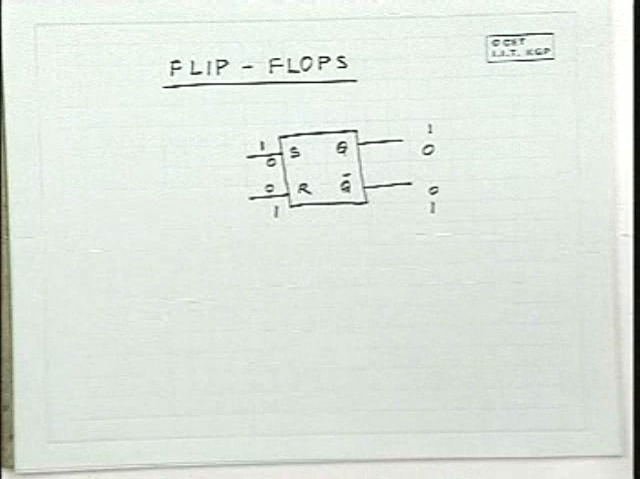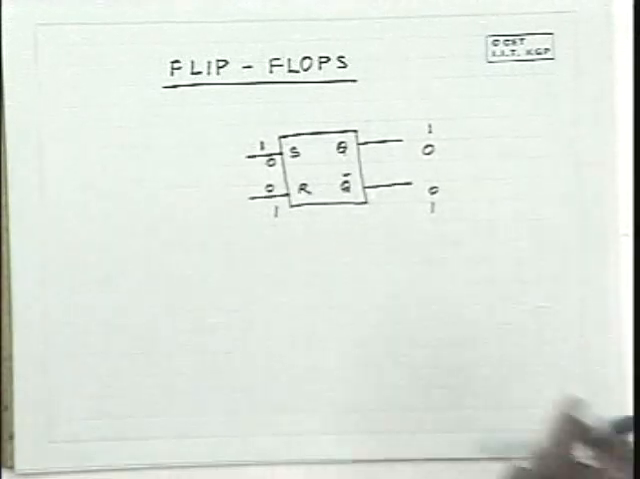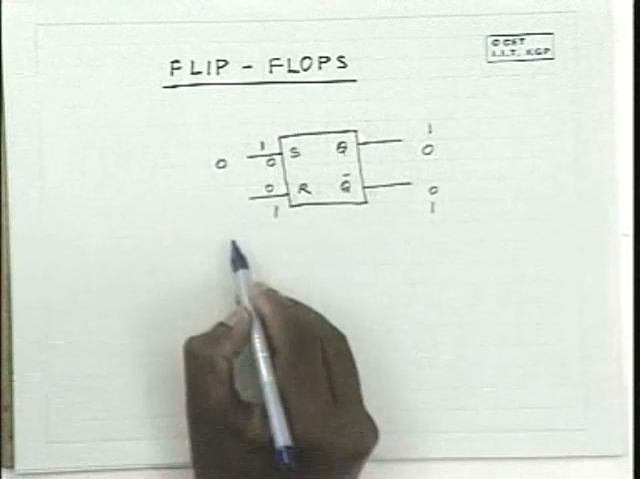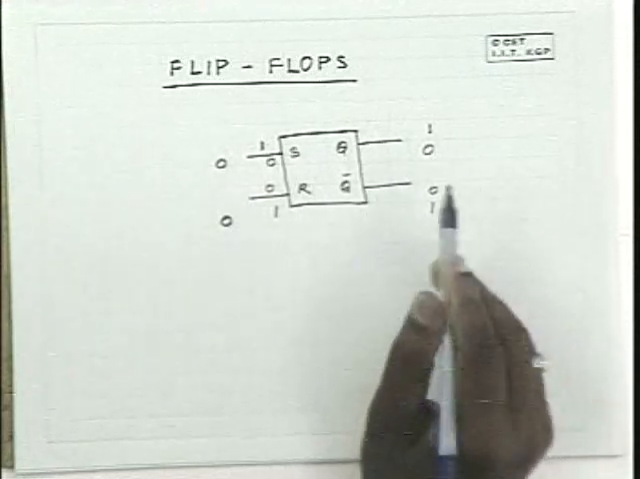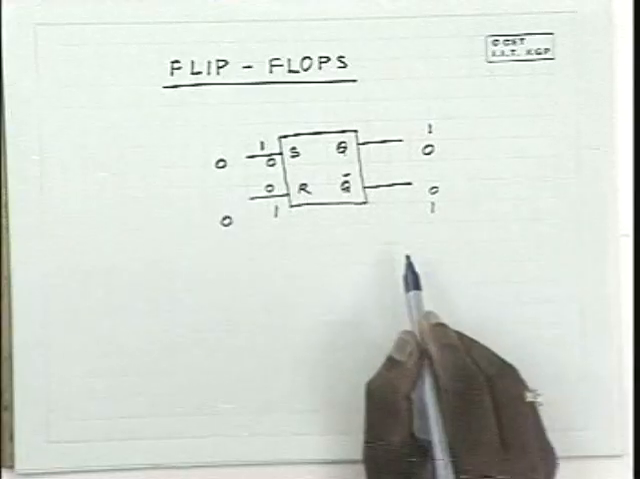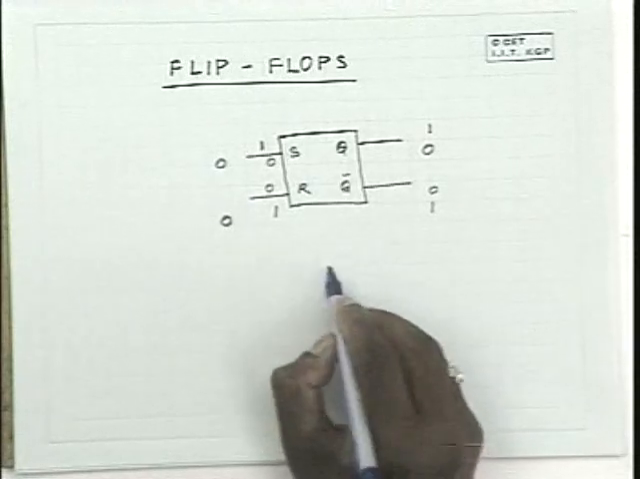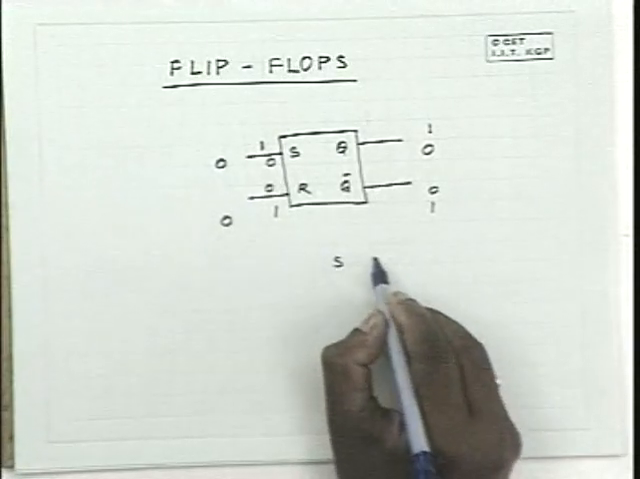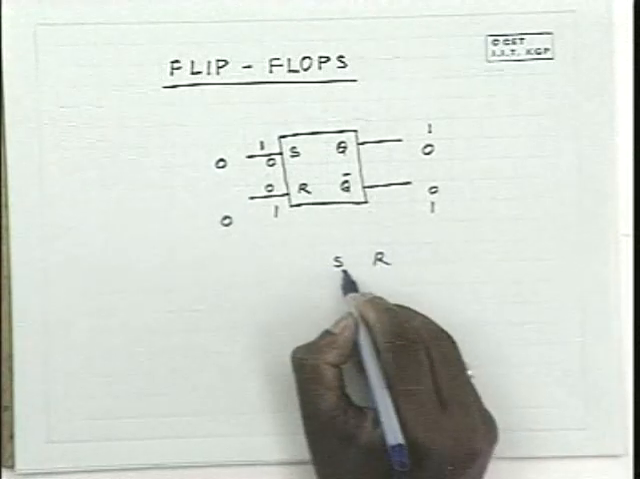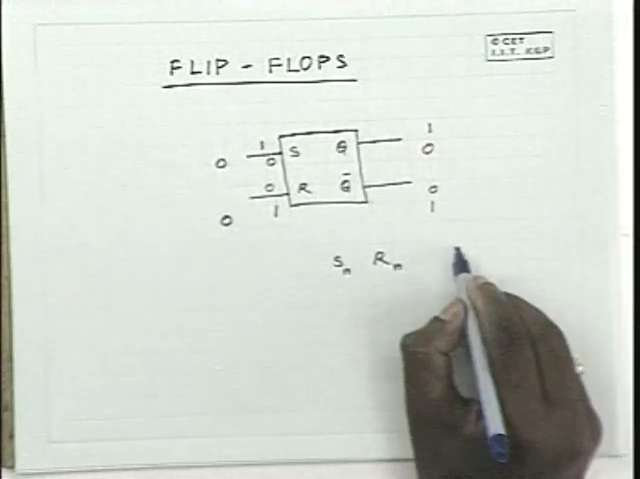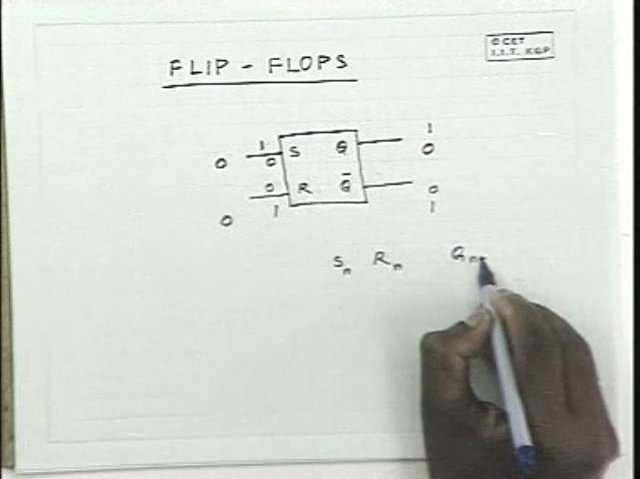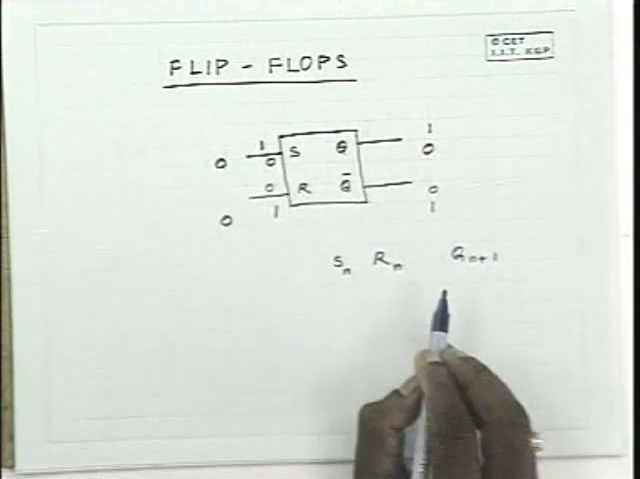And when you apply an input which is 0, 0, the output doesn't change. Output status doesn't change. It remains in the previous state itself. So this is what an SR flip-flop is. Its truth table can be written like this. It has S input and R input. At the nth stage, if the inputs are Sn and Rn, then the output in the next stage, Qn plus 1, can be given in this fashion.